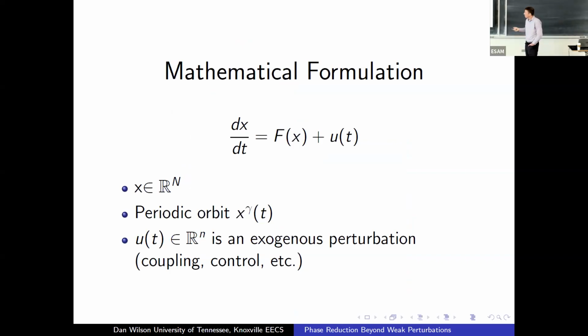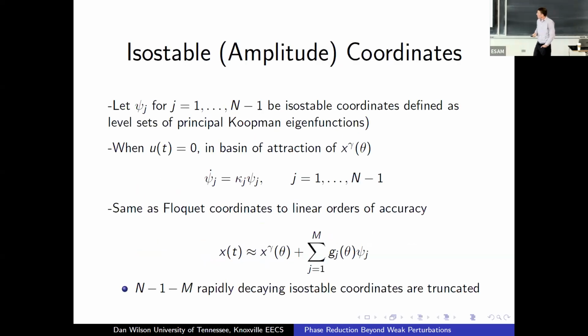I'm going to assume that I have the following system. So general n-dimensional system, dx dt is equal to f of x plus u of t. So f is the dynamics, u is an additive input. I can also put the u inside here so it no longer has to be additive, but just for the purposes of explanation, I'm going to have it with a plus sign out here. I'm going to assume that this system has a periodic orbit, x gamma of t, in the absence of input.